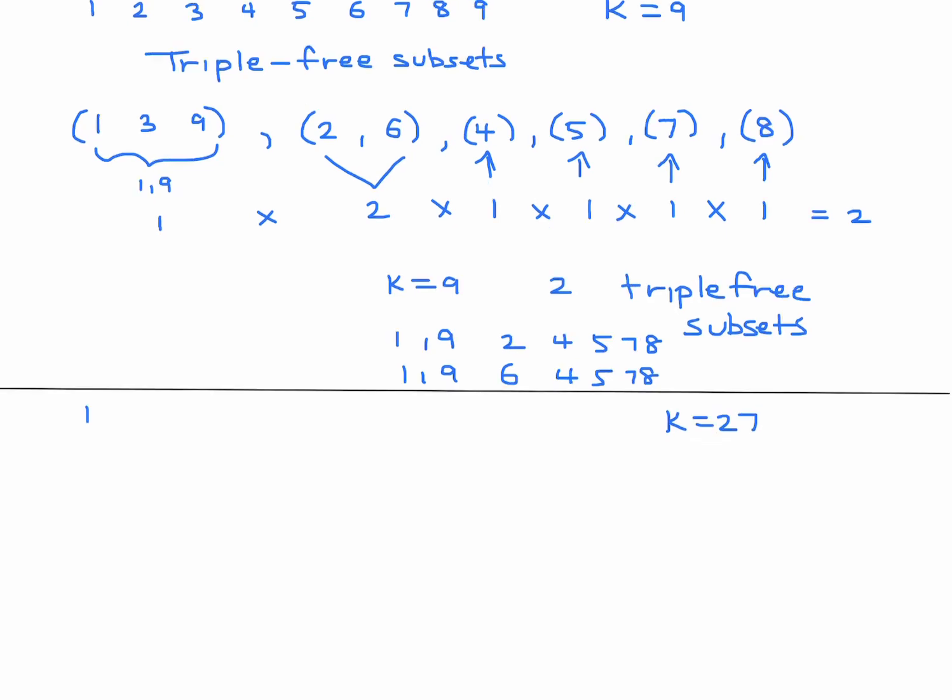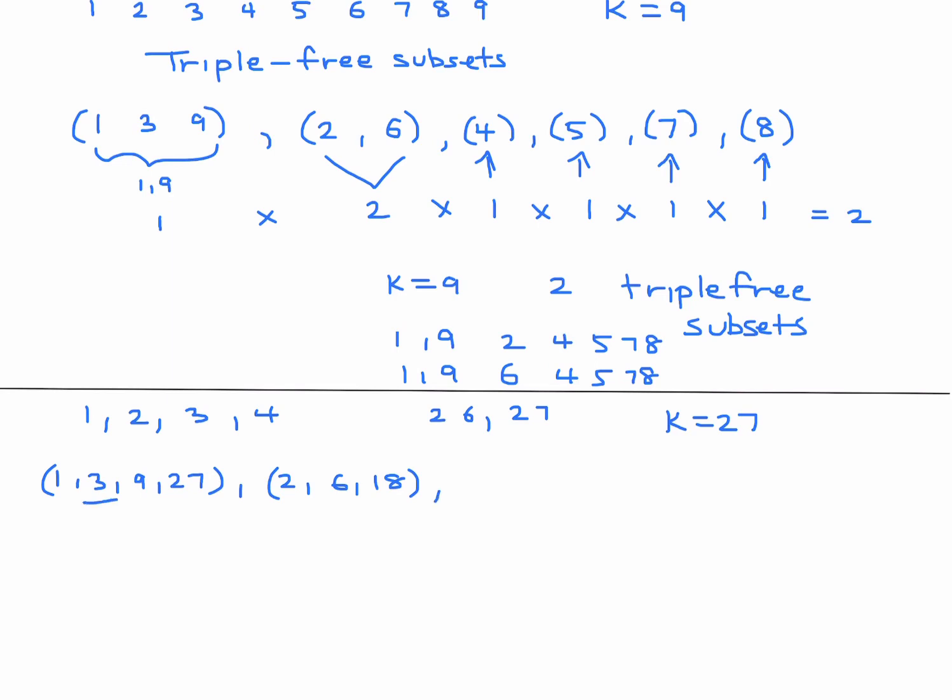Now, I've got 1, 2, 3, and so on, all the way up until 26, 27. That's my big set. And then I've got to do the subsets, just like how I did here. Starting with 1: 1, 3, 9, 27. Then let's go to 2: 2, 6, 18. Remember, I've got to create these sets.